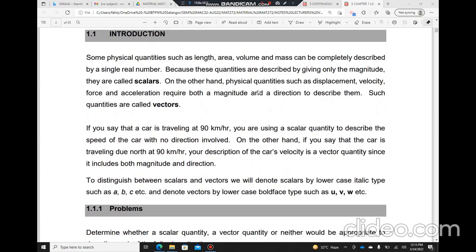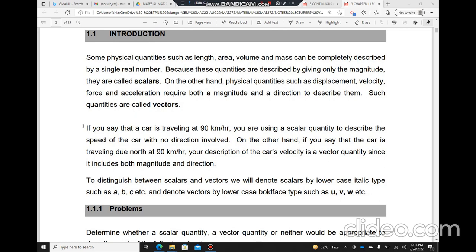Okay, and introduction. Some physical quantities such as length, area, volume and mass can be completely described by a single real number. Because these quantities are described by giving only the magnitude, they are called scalars. On the other hand, physical quantities such as displacement, velocity, force and acceleration require both a magnitude and a direction to describe them. Such quantities are called vectors.